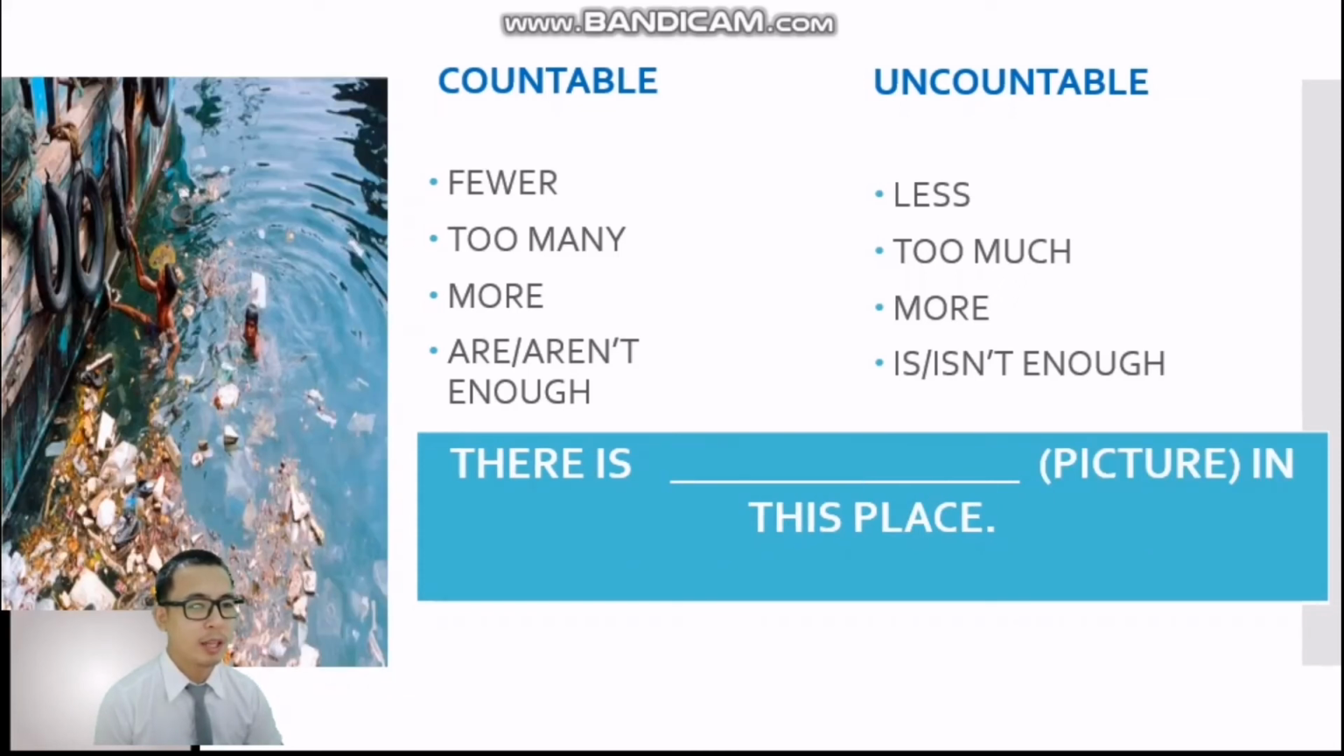The next one is this picture. Then proceed to the sentence. There is blank picture in this place. What is this picture all about? And what is the correct quantifier for this picture? Your time starts now.